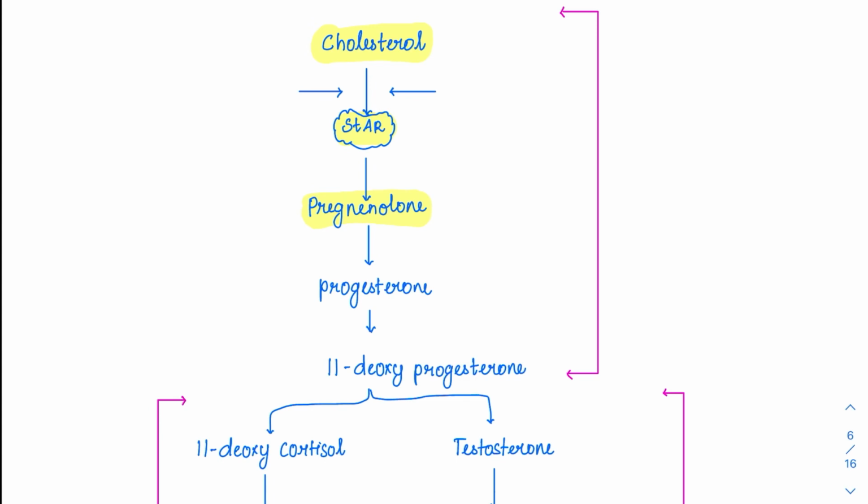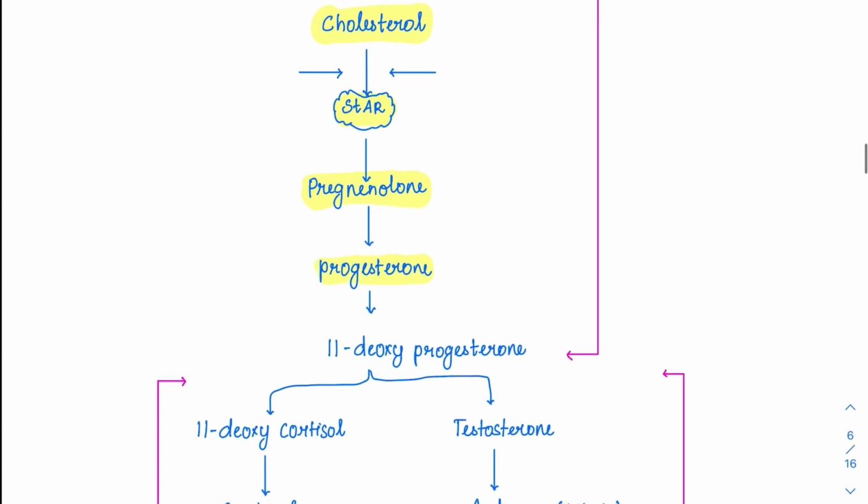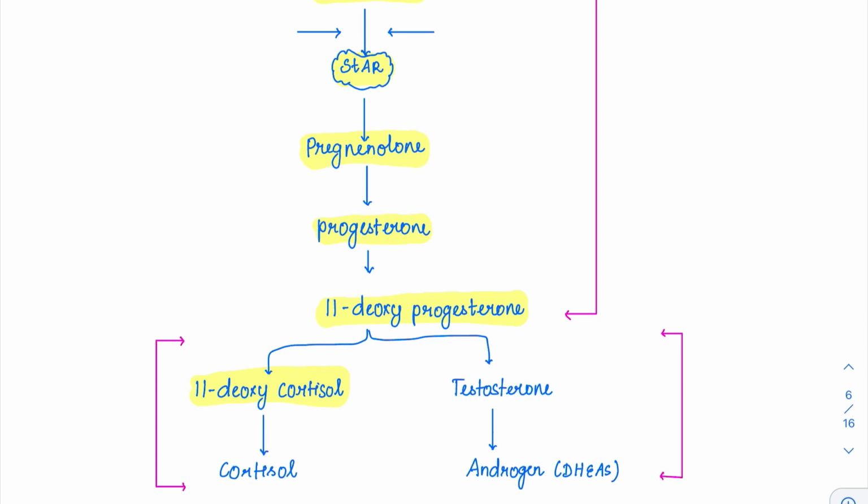We'll just see the pathway first, then we'll add on the enzymes. So this is the basic pathway. From pregnenolone, it gets converted to progesterone. From progesterone, it will get converted to 11-deoxyprogesterone. This 11-deoxyprogesterone is like the base product for both pathways. One is for cortisol production, another is for androgen production. 11-deoxyprogesterone will get converted to 11-deoxycortisol. Then finally this 11-deoxycortisol will get converted into cortisol.